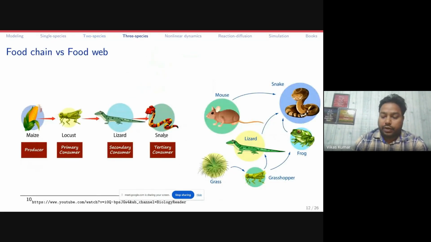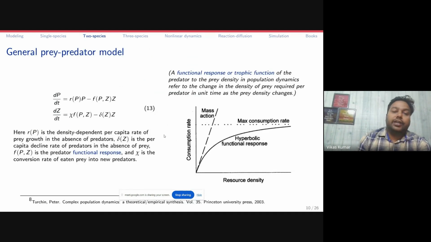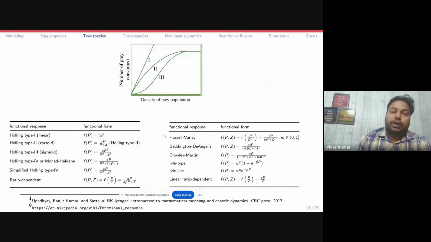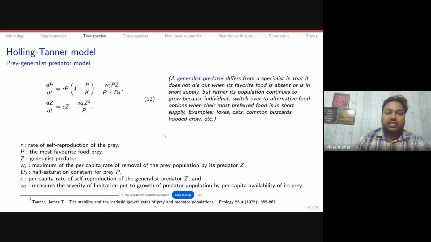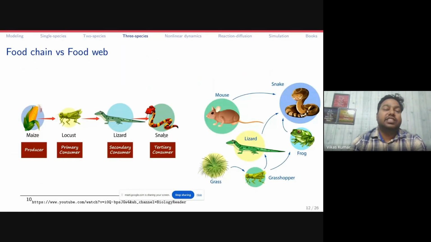If you like it, maybe you can take a screenshot or picture of that, or I will share the slides later. So these are some functional responses that you can use in this general predator model, and you can create your own population model. But you have to take care of the biological phenomena, whether these species follow such kinds of interactions or not. So you have to make sure of it. Then you can propose the new mathematical model. So these are the two species food chain models that we have discussed so far. And now we are moving to three species food chain models.